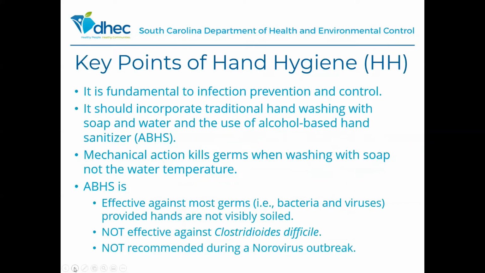So what are the key points of hand hygiene? It is fundamental, as I already mentioned, to infection prevention and control. It should incorporate traditional hand washing with soap and water and the use of alcohol-based hand sanitizer. You may hear the term alcohol-based hand rub; they're interchangeable, so use whichever you prefer. Mechanical action kills germs when washing with soap and water, not the water temperature. Alcohol-based hand sanitizer is effective against most germs, bacteria, and viruses, provided hands are not visibly soiled. But it is not effective against Clostridium difficile and is not recommended during a norovirus outbreak. Next slide.